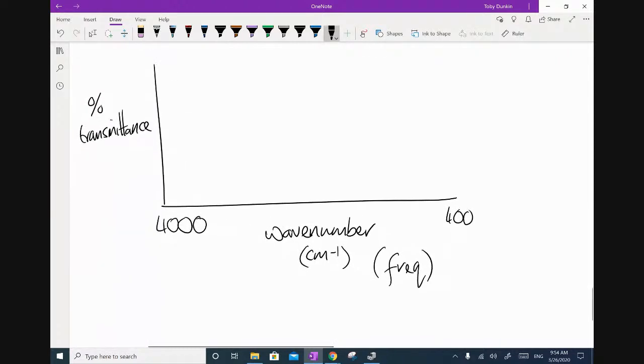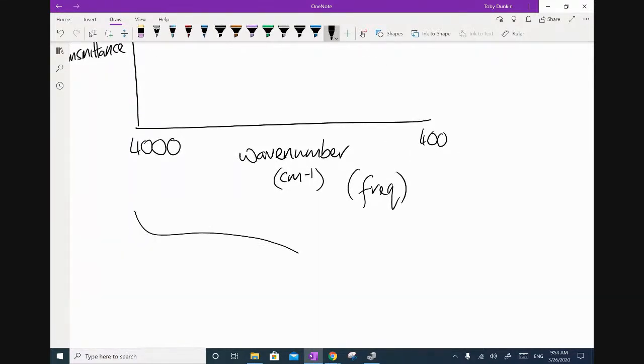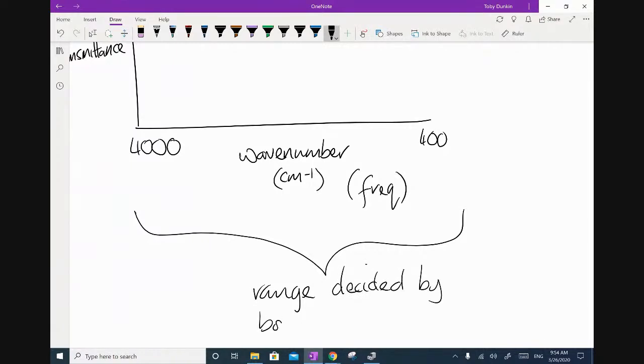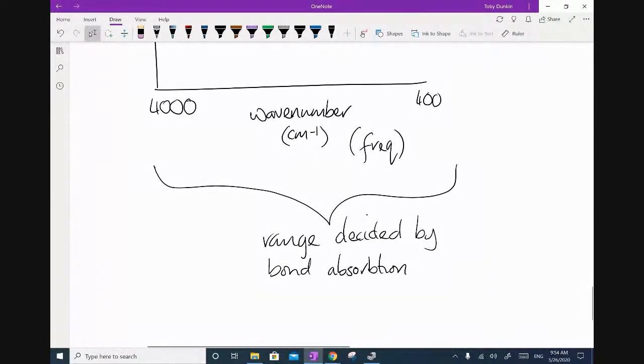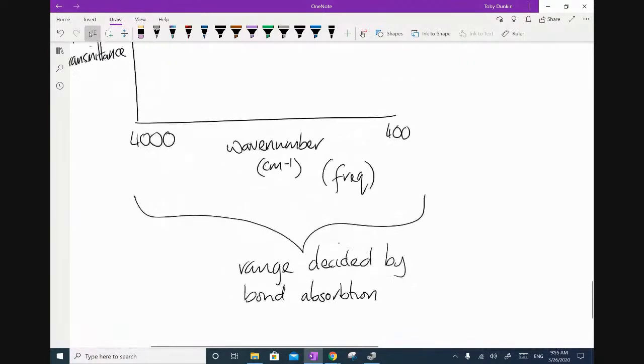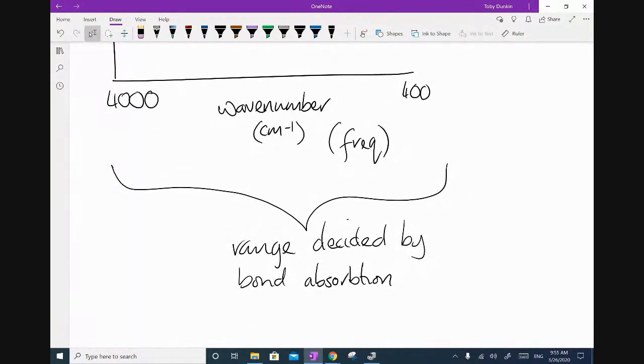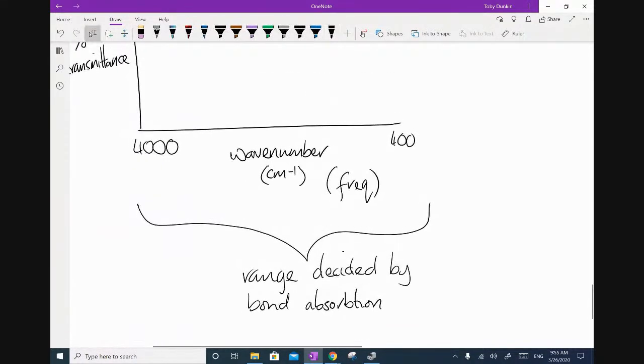The range is decided by bond absorption. Oh, gotta be careful there. Absorption. Yes, it is absorption. The range is decided by the bond absorption, because you don't see any bonds beyond it.